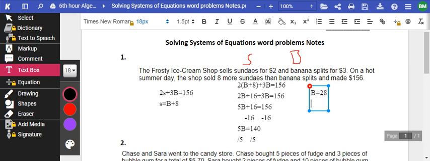Then we plug this back in, and we get S equals 8 plus 28, which is going to give us the sundaes are equal to 36. So we get 36 sundaes and 28 banana splits.